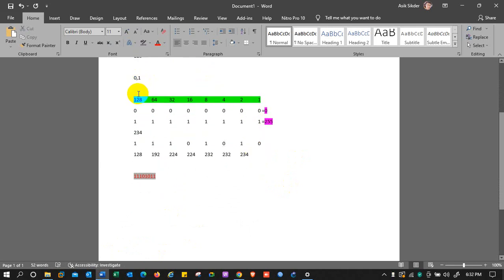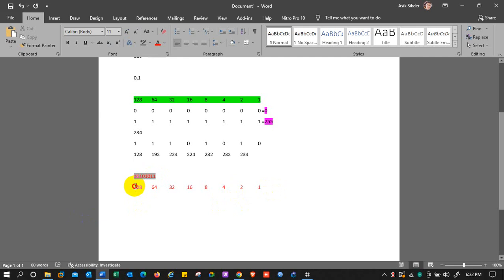So this sequence, 128, 64, 32, 16, 8, 4, 2, 1, has to be in our mind and memorized properly if we want to get the result or answer correctly within a short time. Let's see. 128, 64, 32, 16, 8, 4, 2, 1.